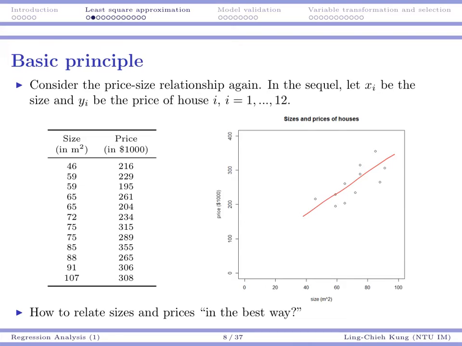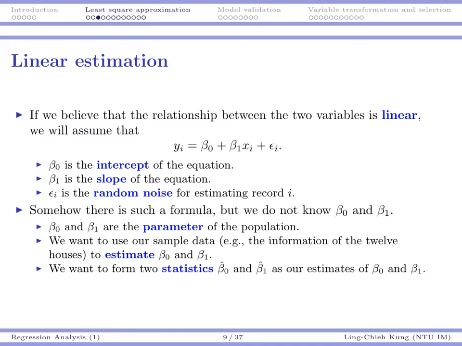So we want to use a good idea to relate sizes and prices so that we can use size to predict price. Or say it in another way, we want to find a line like this to be the best estimator, or the best representation, for this correlation. That's our target. We want to find such a line. So let's see how we may do that.